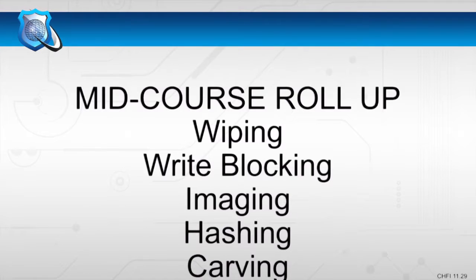We're going to pause here from normally learning new stuff and let's roll this all up and look at it as a complete set. Your mid-course roll-up: you should understand what wiping does for you, what write blocking is, imaging, hashing, and carving. We're going to go over each one of the elements in the set. You've already seen these before. I wanted to review them as a whole and say, okay, this is your process from a technical standpoint.